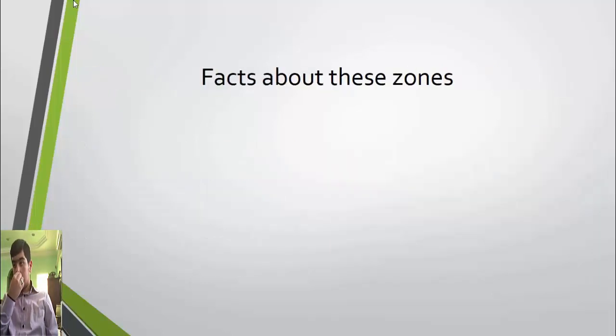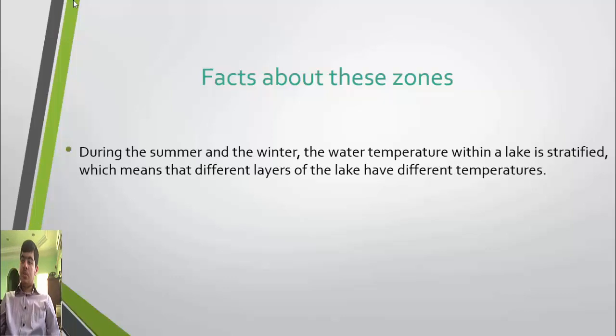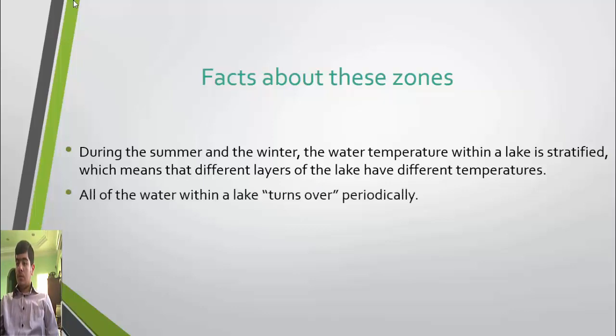So let's know the facts about them. During summer and winter, the water temperature within a lake is stratified, which means that different layers of the lake have different temperatures. All of the water within a lake turns over periodically. This happens because water is most dense at 4 degrees Celsius.